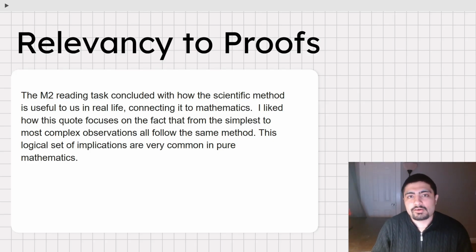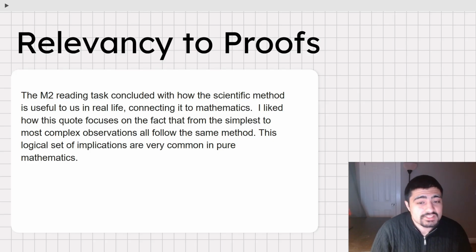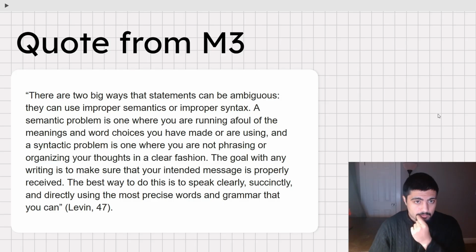And this is something I love about this class, that we are working with really primal ways of thinking, but they are the ideas that make every complex thought possible today. So I love the fact that from the simplest to the most complex observations, all follow the same method. That's what is implied from my understanding of this text. So that's very nice from that M2.